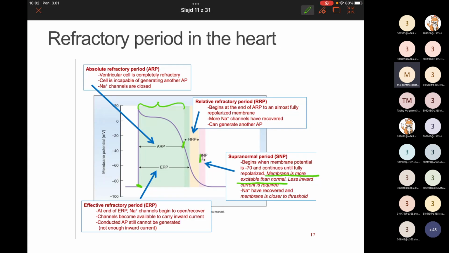Why? Because during the supranormal period, all voltage-gated sodium channels have recovered, and the cell membrane potential is more positive compared to the resting membrane potential. It is closer to the threshold. That's why it is easier to generate an action potential.